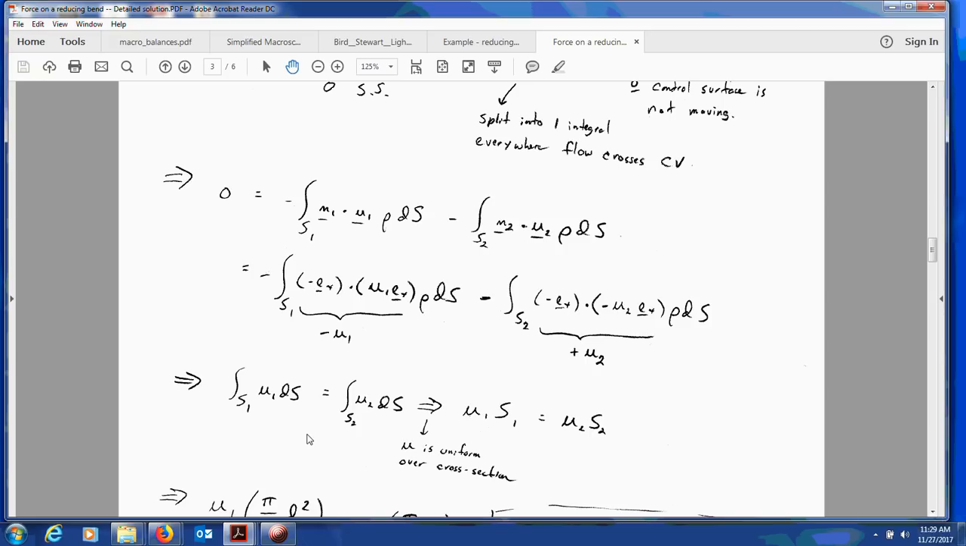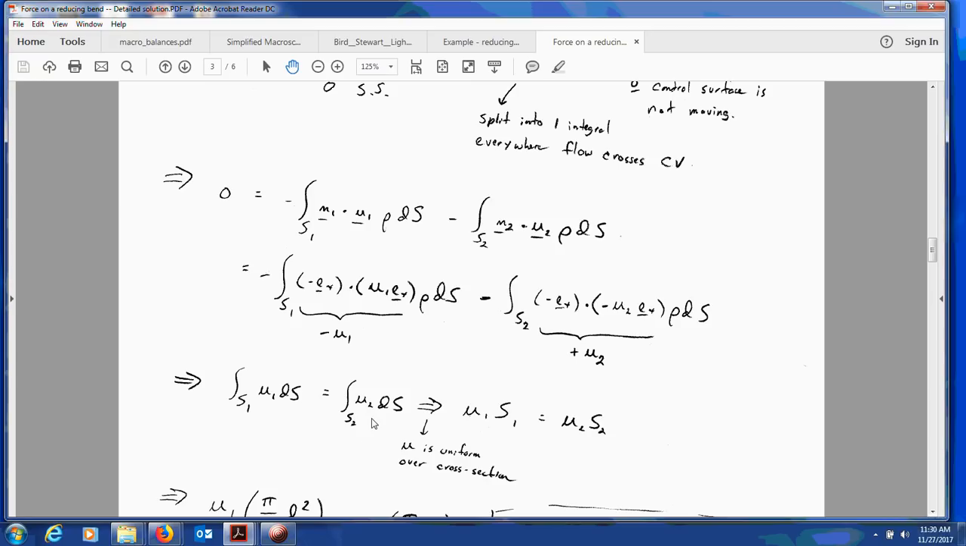So proceeding further, if we look at the sign of the first one, we have a minus u1, so that becomes positive. And the second term is a minus a positive integral. So we bring this second integral to the left-hand side of the equation, and therefore we see that the integral of u1 over surface 1 is equal to the integral of u2 over surface 2. And we've canceled out the density because the density is constant.